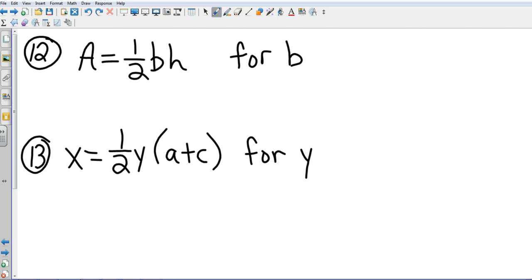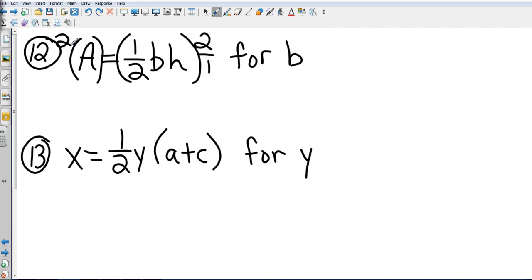Multiply both sides by its reciprocal. Now, I heard somebody say divide. That's absolutely right. When you divide by 1/2, when you divide fractions, you end up multiplying by the reciprocal. Okay? So multiply both sides by 2 over 1.